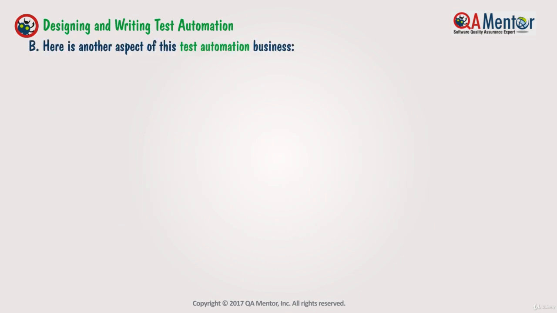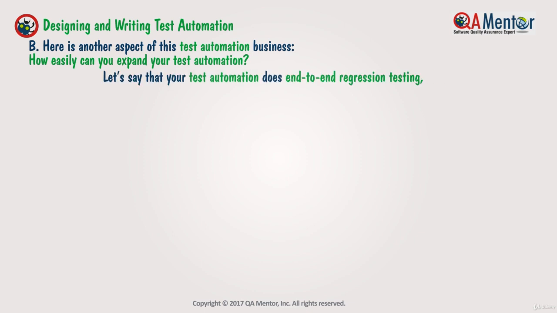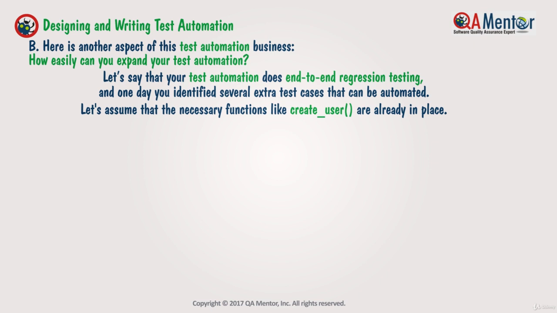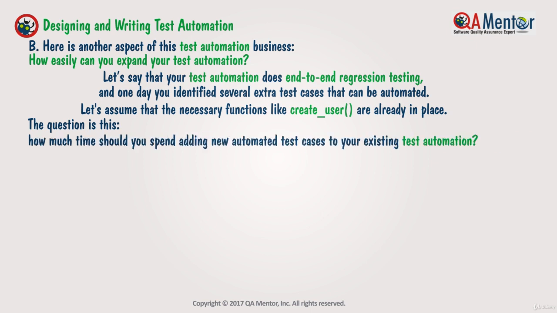B. Here is another aspect of this test automation business. How easily can you expand your test automation? Let's say that your test automation does end-to-end regression testing, and one day you identified several extra test cases that can be automated. Let's assume that the necessary functions like create user are already in place. The question is this: how much time should you spend adding new automated test cases to your existing test automation? In other words, how expandable is your test automation?